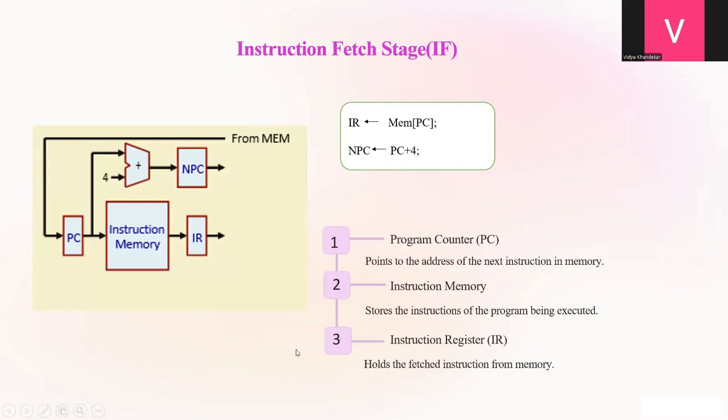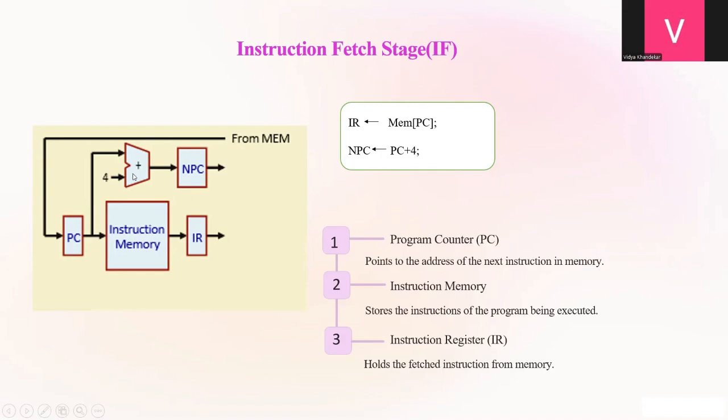In the instruction fetch stage, we load the content of the memory location pointed to by the PC, and we fetch the data from the instruction memory into the IR. At the same time, the PC will be incremented by 4 and stored in the NPC. So we will require a 32-bit PC, a 32-bit NPC, as well as a 32-bit adder.